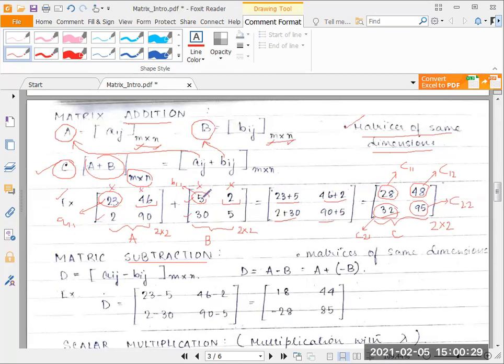So we essentially add the corresponding elements of the two original matrices to get the individual elements of the resultant matrix. And this concludes matrix addition.